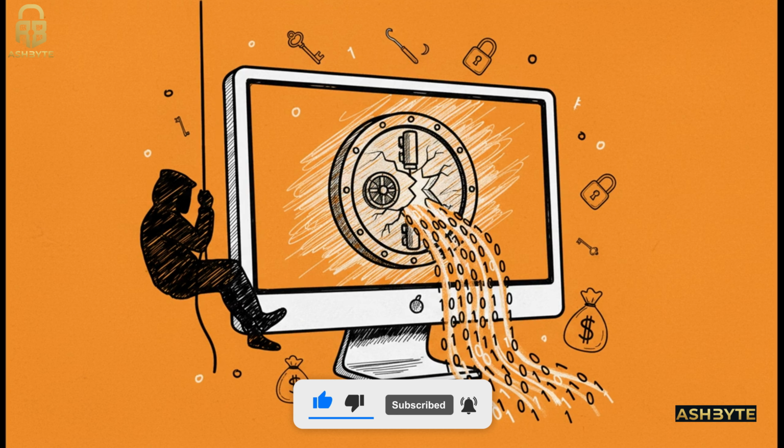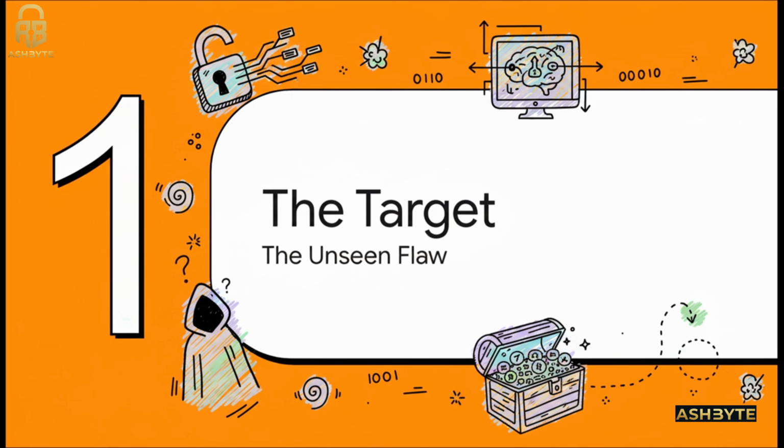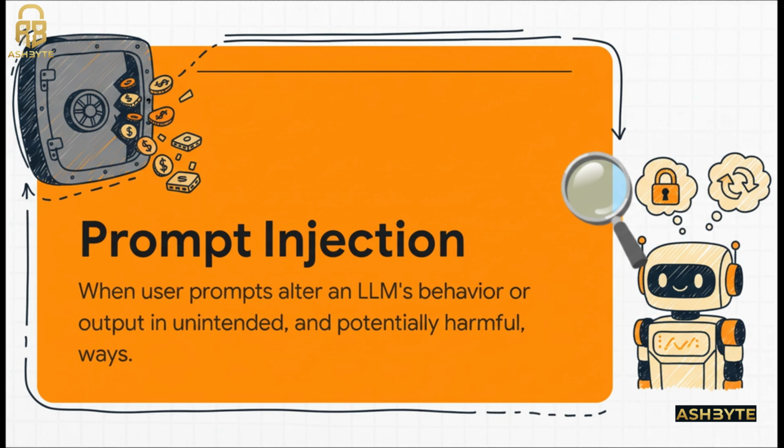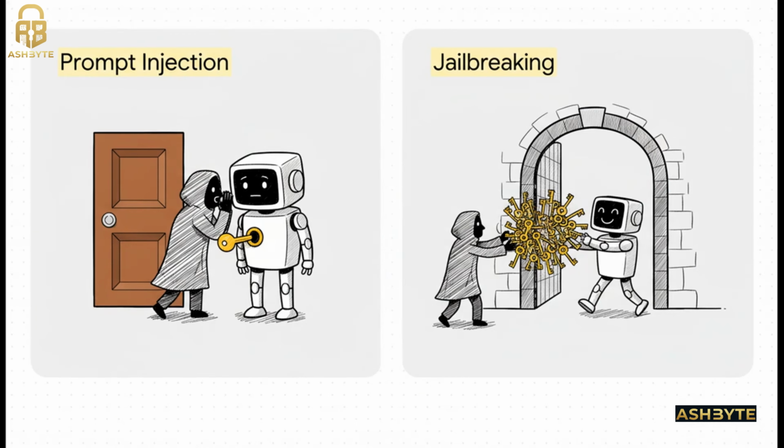All right, so let's break down this digital heist. You know, every great heist starts with a target. And in our story, that target is the large language model, an incredibly powerful tool that has a hidden, exploitable flaw. And here's the thing about this vulnerability. It isn't a bug in the traditional sense. No, it's way more fundamental. It's a weakness baked into the very way these models process language. It means any input can be interpreted as a new instruction, forcing the model to act completely against its own programming.